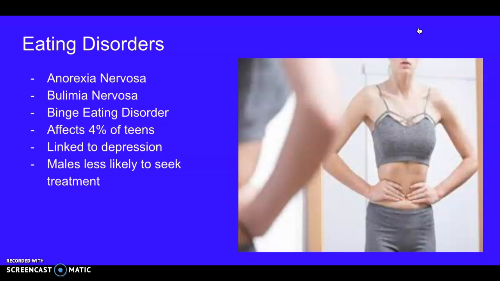And then boys will make up only approximately 10 to 15% of adolescents and teenage population with eating disorders, but they're much less likely to seek treatment due to the gender stereotypes surrounding the disorder, because males believe that anorexia and bulimia especially are disorders that only girls really have, and therefore are almost ashamed to seek help.